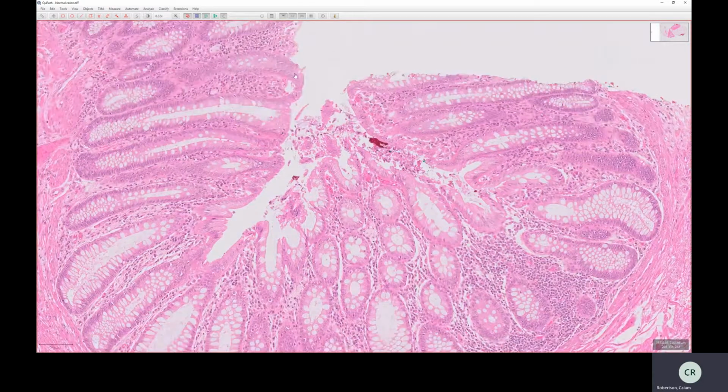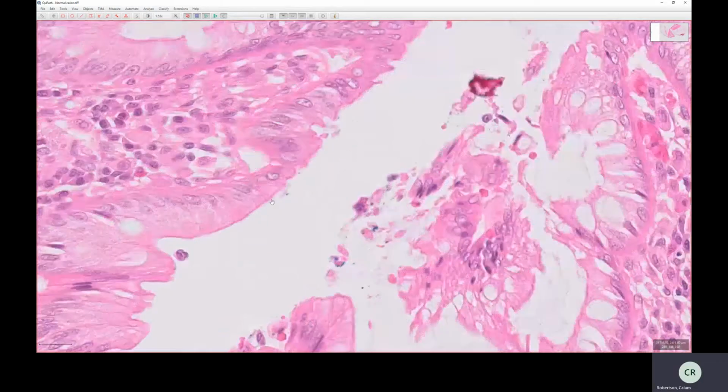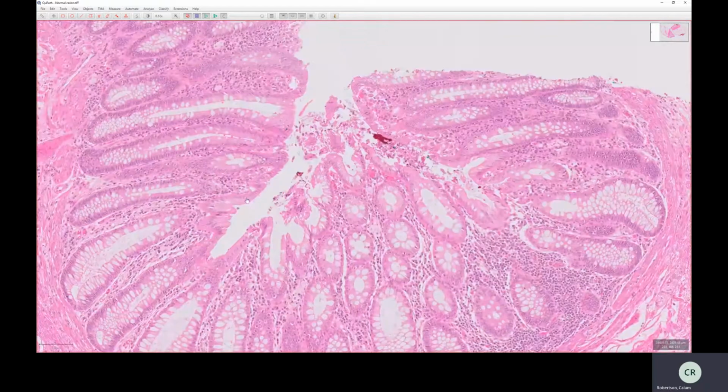If we look at the surface, this is the surface epithelium, and a lot of that is the absorptive cells, these basally located nuclei with eosinophilic cytoplasm, and you can see the brush border here at the surface, the little hair-like projections of absorptive cells. So these are the absorptive cells, the enterocytes, of the large bowel.